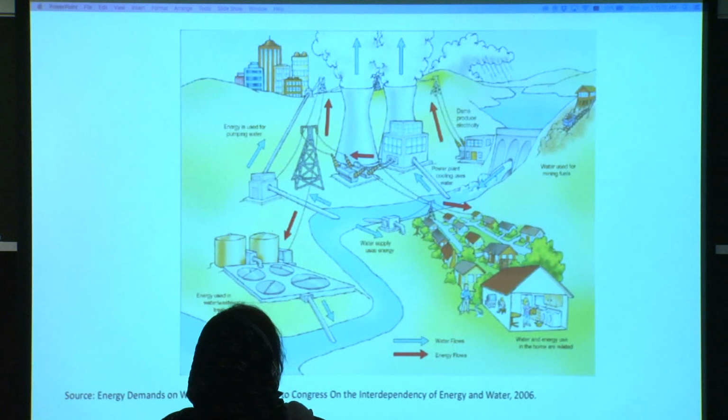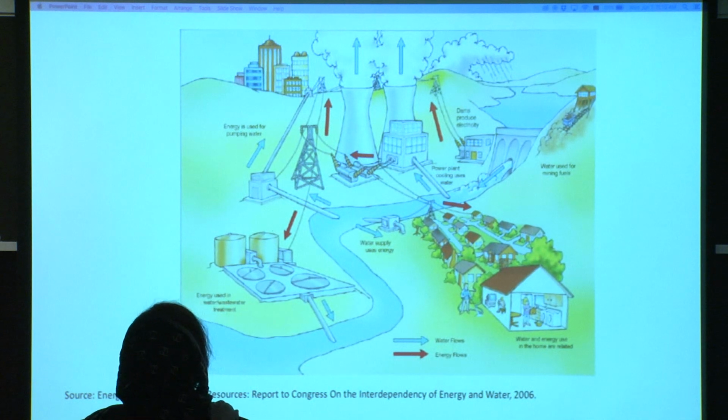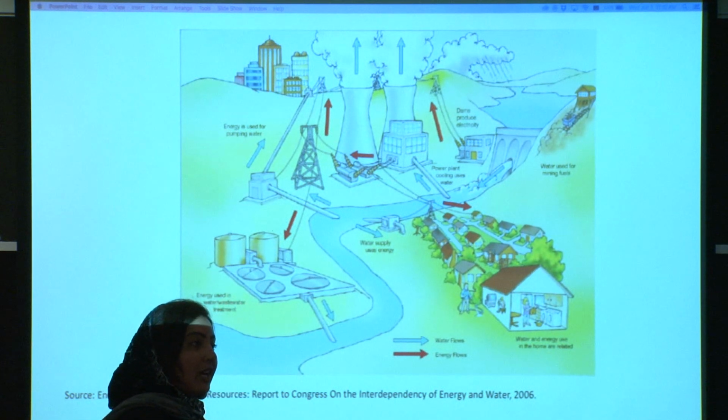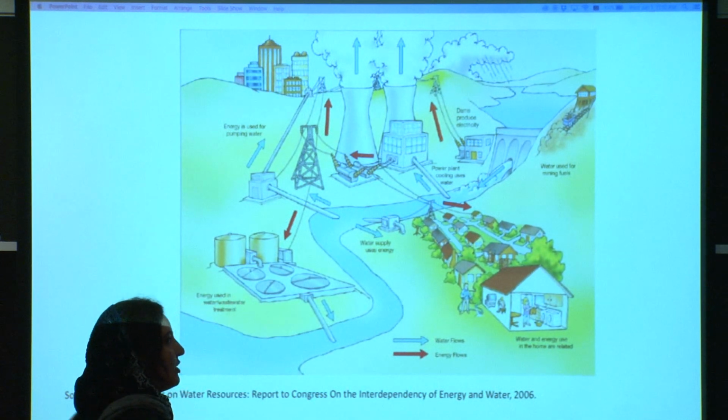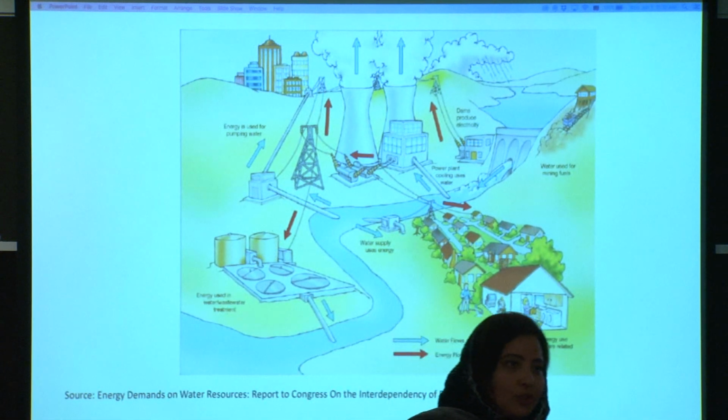We use energy when we treat wasted water or wastewater. We use energy for our homes, for our offices, for our everyday use, for our gadgets, and we use water to produce energy. So we rely on water to produce energy. So this shows the interconnectivity and the interdependence between water and energy.